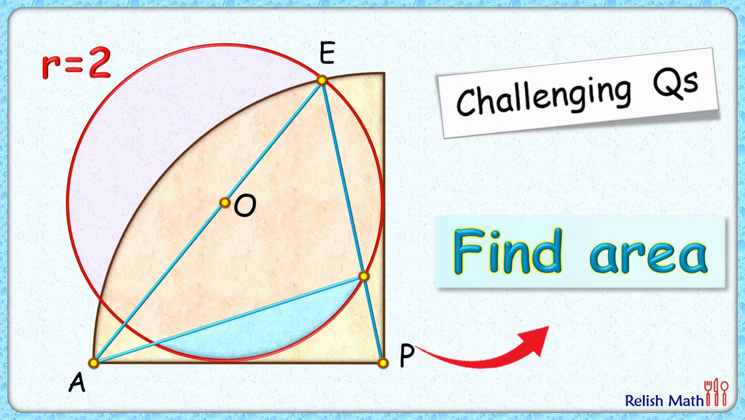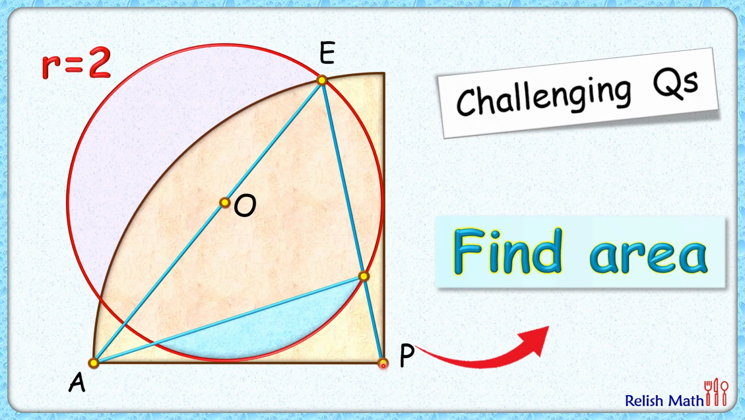Welcome everyone to this amazing question, which is not very difficult but definitely a very challenging question. Here given is a circle and a quadrant intersecting at point E. Now this point A of the quadrant is joined to this point of intersection here, and they are passing through the center of the circle.